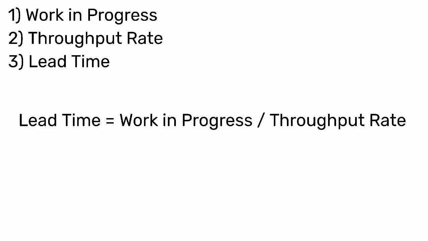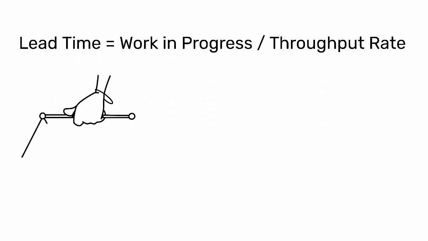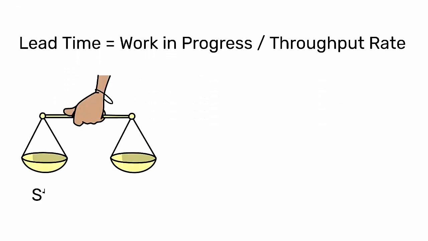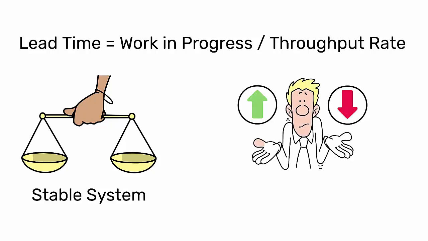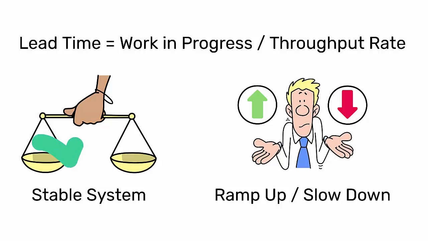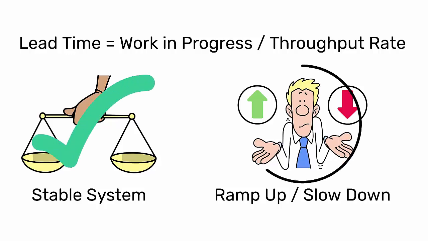This relationship always holds in stable systems. Stable means the inflow and the outflow are roughly equal, and there are no big spikes, shortages, or special events. In other words, it is valid in everyday operations, not during ramp-ups or breakdowns.